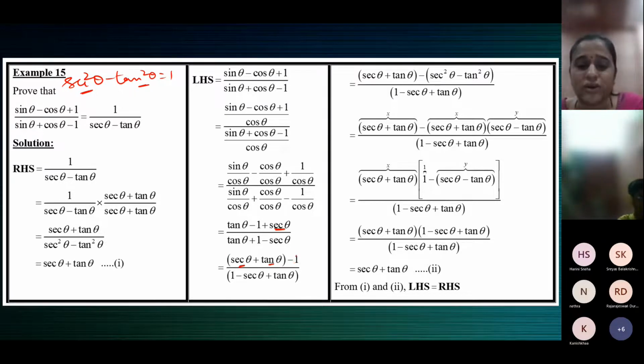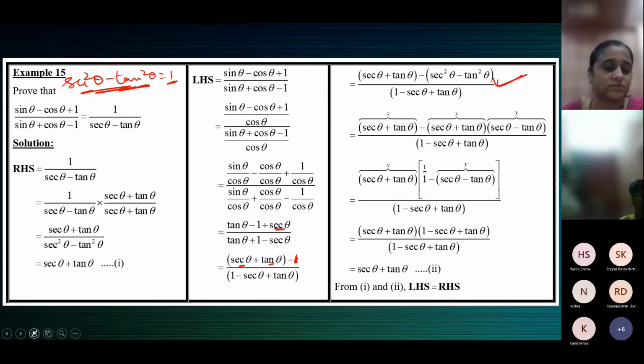Now this minus 1, write this minus 1 as secant square theta minus tan square theta in the next step. Because 1 is nothing but secant square theta minus tan square theta. See, 1 is also cosecant square theta minus cot square theta, but that's not relevant to this situation. Since we have secant and tan, we'll write 1 as secant square theta minus tan square theta. That's the next step.